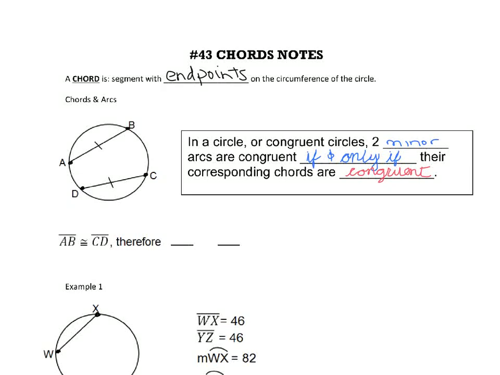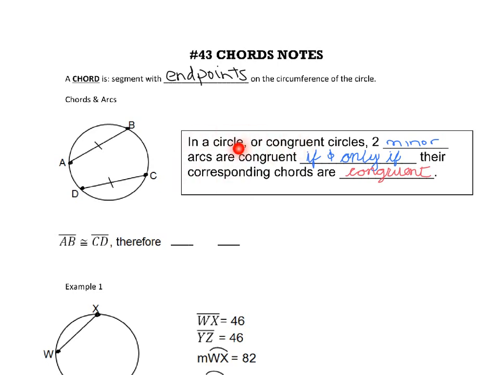Hey kiddos, so today we are going to talk about chords in specific and circles. Remember, a chord is a segment with endpoints on the circumference of the circle. So let's talk about chords and arcs, and the special relationship between particular chords and their arcs.